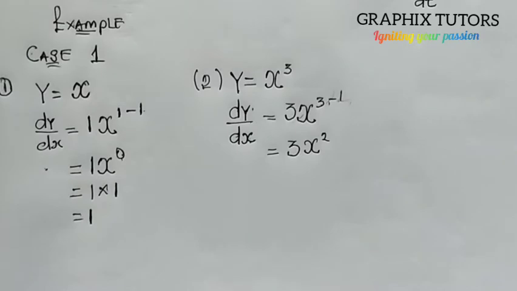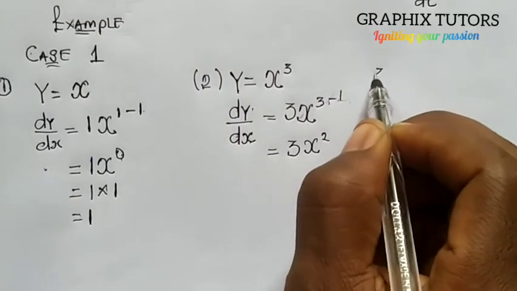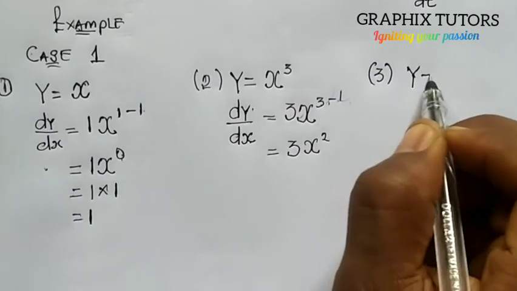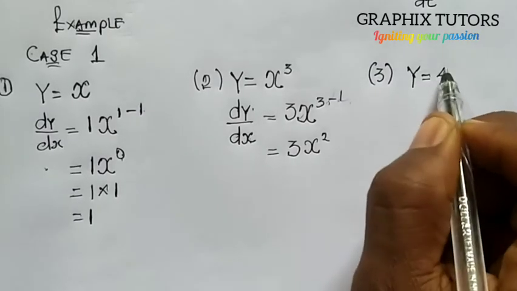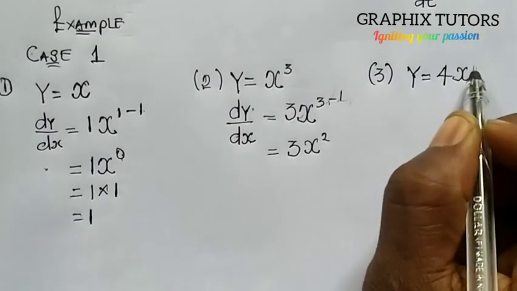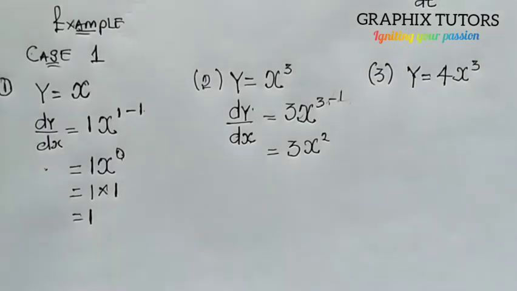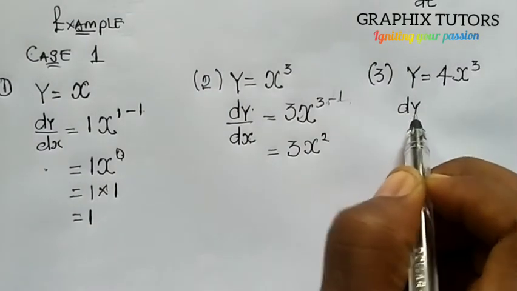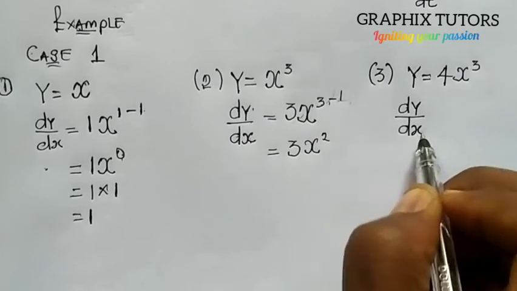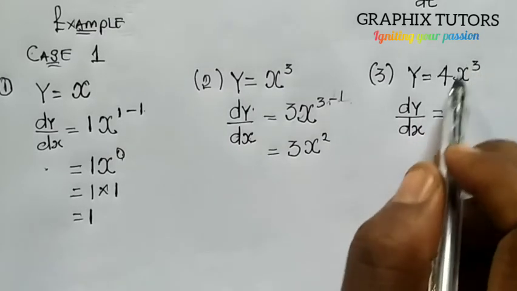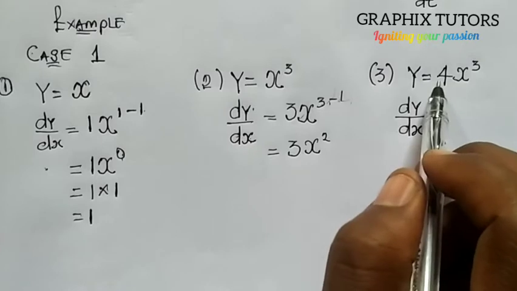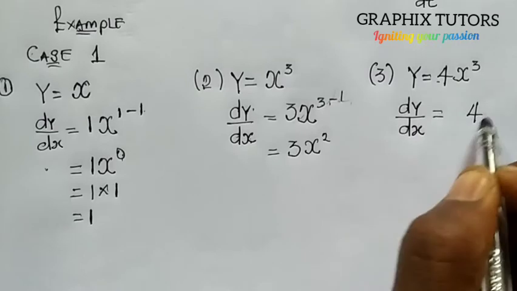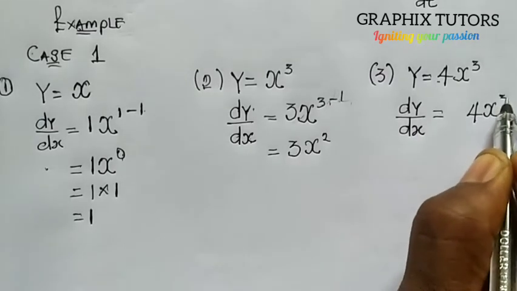Let's take another example. Number 3. What about if I have y is equals to 4x cube? Similarly, it means that once I place my dy all over the x, I'm only focusing on the variable, not the constant. So you focus on the power of the variable. So I'll just write it back, my 4x cube, right?